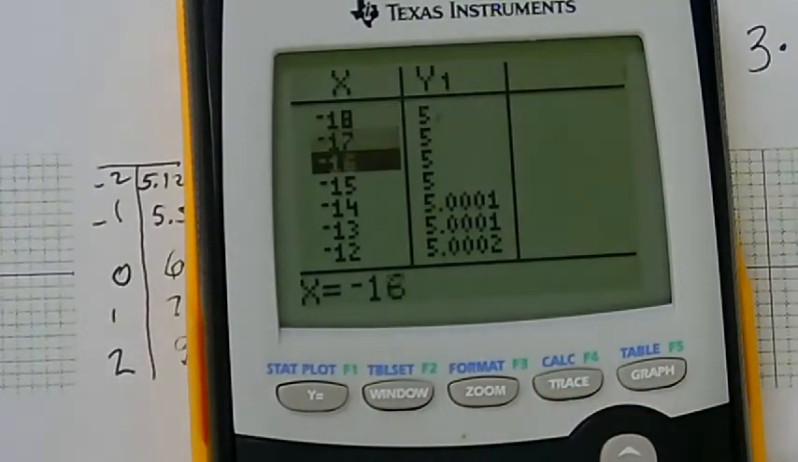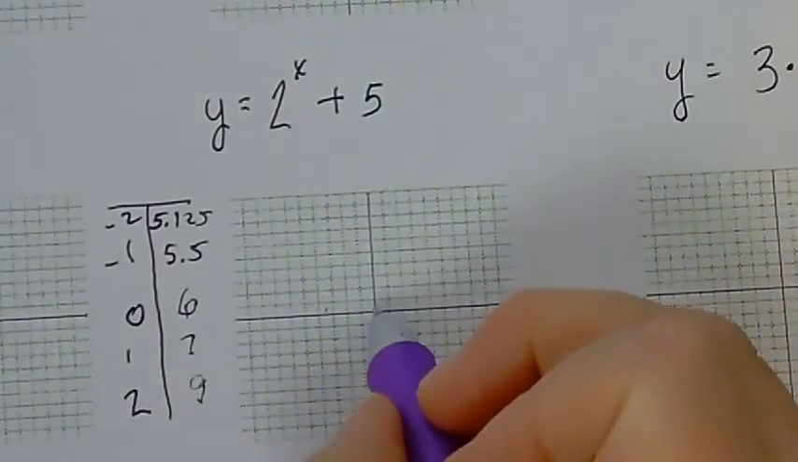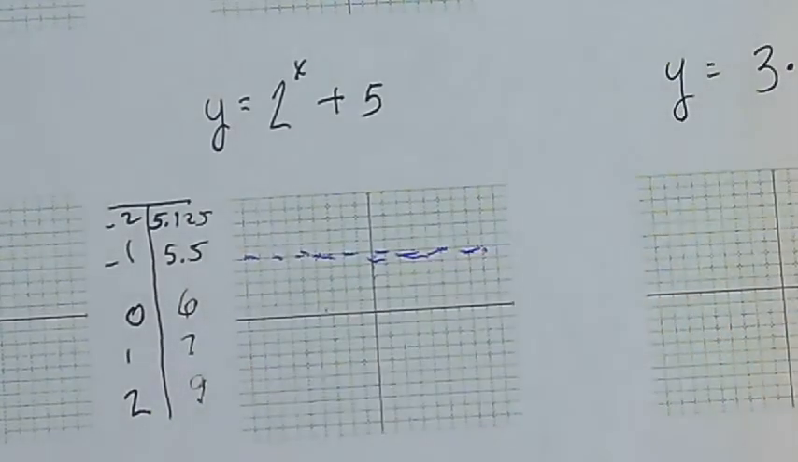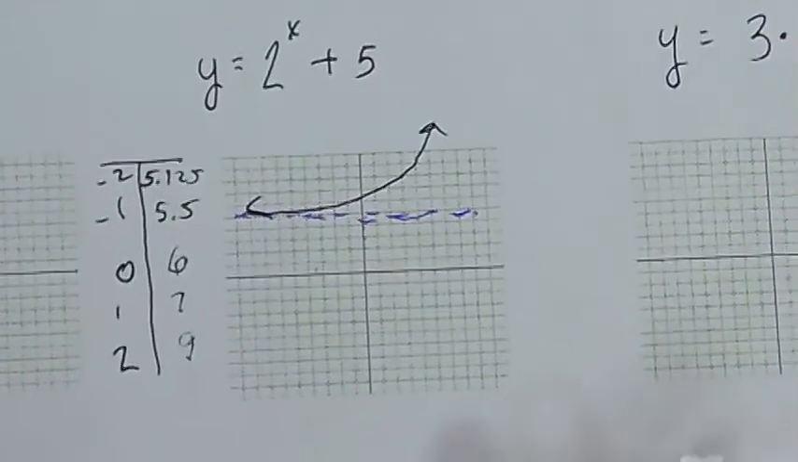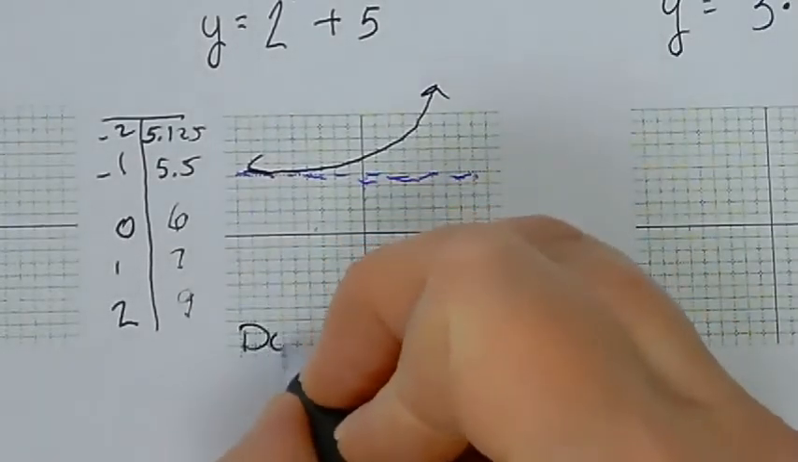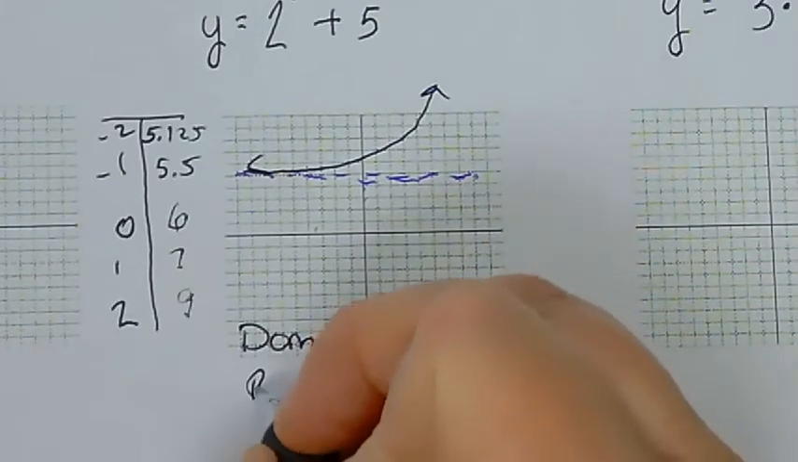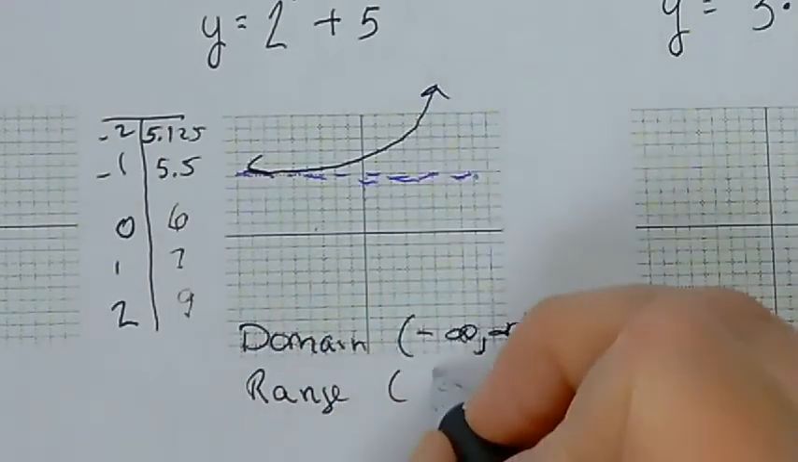So I know this time, since it's getting closer and closer and closer to 5, that my asymptote is actually at y equals 5. So this thing is getting closer and closer to 5. It looks something like that. And the graph looks like this. So it does not change my domain. My domain is still negative infinity to infinity. However, the range, the smallest y value this time is 5, and the biggest y value is infinity.